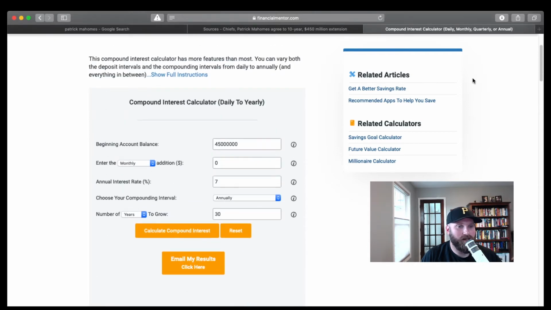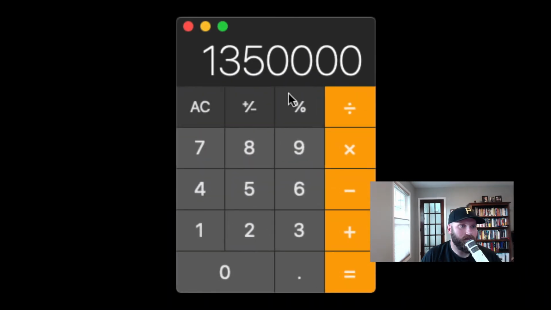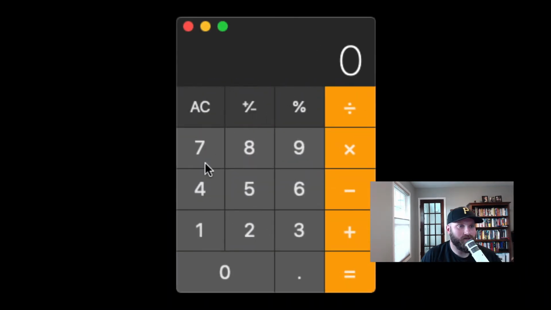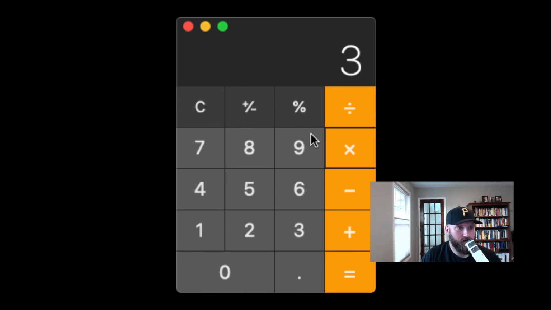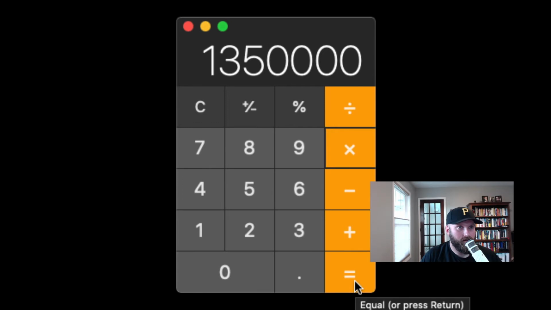All right, so let's jump over to the calculator here. Clear this out. So if he takes, I'll try to enter the right amount of zeros on here. So if he takes the 45, is that right? Yep, $45 million. And say he gets 3% dividend. Now, this is just a straight 3% dividend, no growth, no reinvesting of the dividends. So times 3%. So what is that? So he's going to get over $1.3 million a year in dividends just from this.